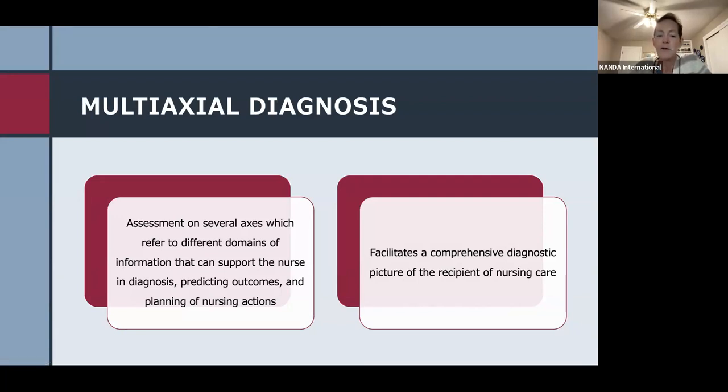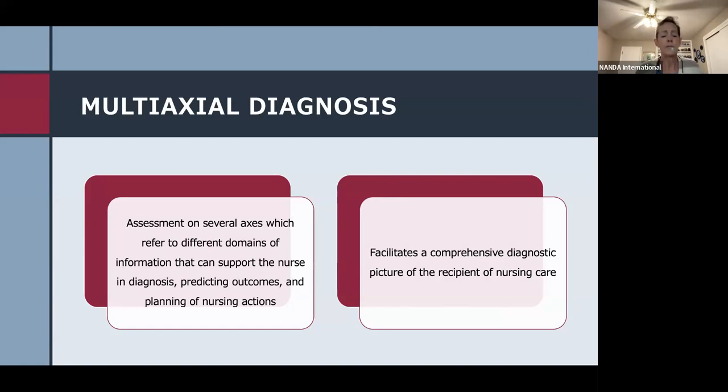So, assessment on several axes. It refers to different domains of information that can support the nurse in diagnosis, in predicting outcomes, and in planning activities, actions, interventions. The purpose of multiaxial diagnosis is not for us to co-join terms at the bedside, pull a term from this axis and a term from that axis and put them together and have a diagnosis. Of course, that would mean we don't have definitions of that diagnostic term, nor do we have diagnostic indicators for that term. But it does help us to direct our search for terms that represent our judgment.